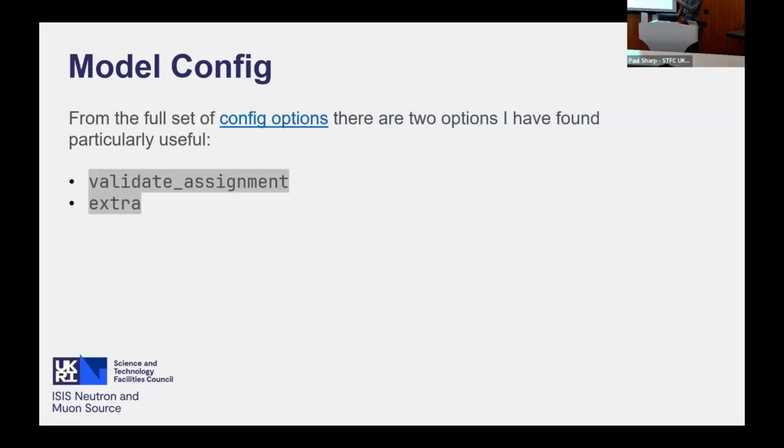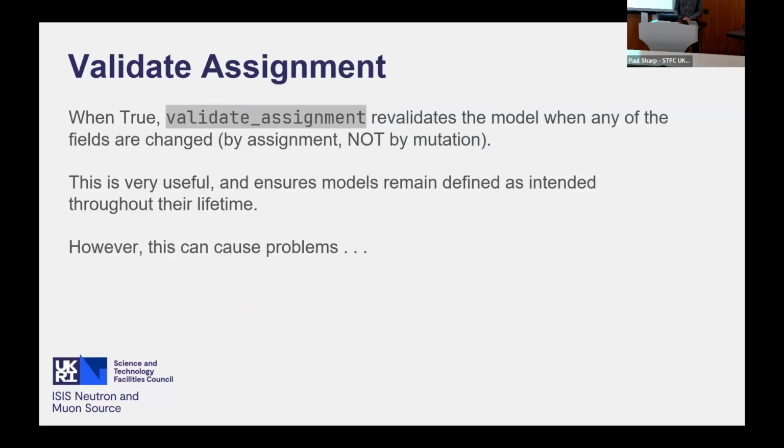So there's a full set of config options available, and I'd invite you to have a look at those. I'm going to talk about two that I found really useful, and they are validate_assignment and extra. So validate_assignment, when this option is true, now what the documentation says is it revalidates the model when any of the fields are changed. That is not right, because it's validate assignment. So it's whenever any of the fields are changed by assignment. If you change fields by mutation, then this doesn't apply. So it's very important to know.